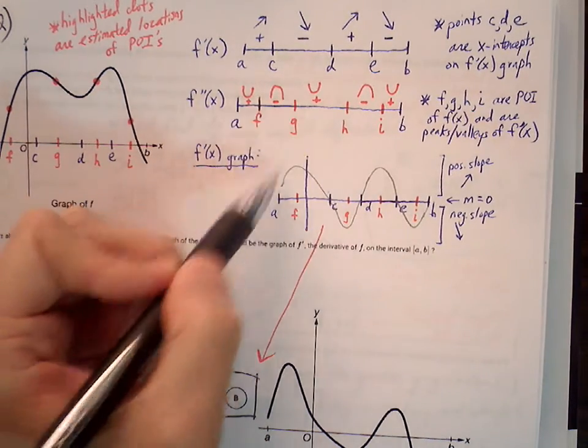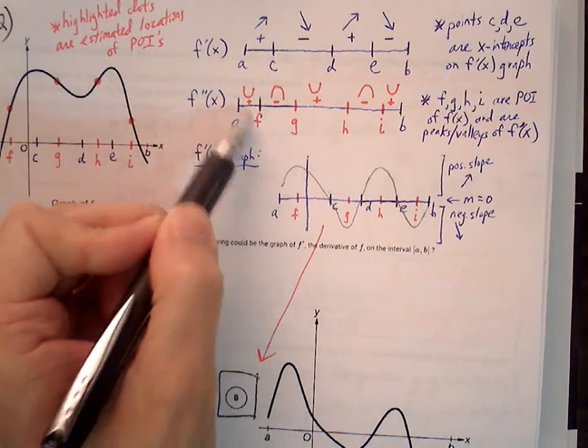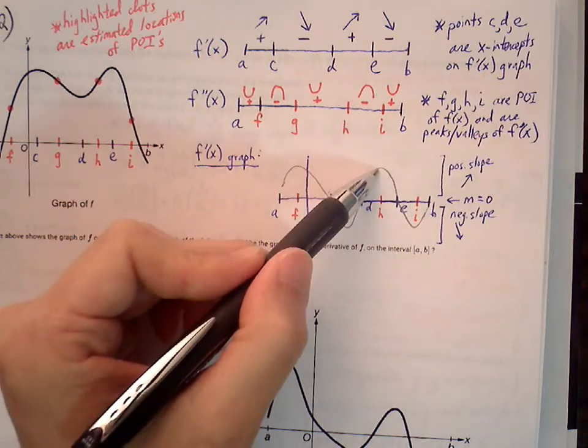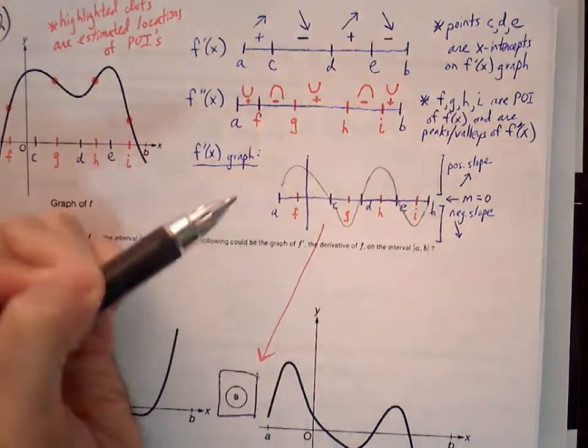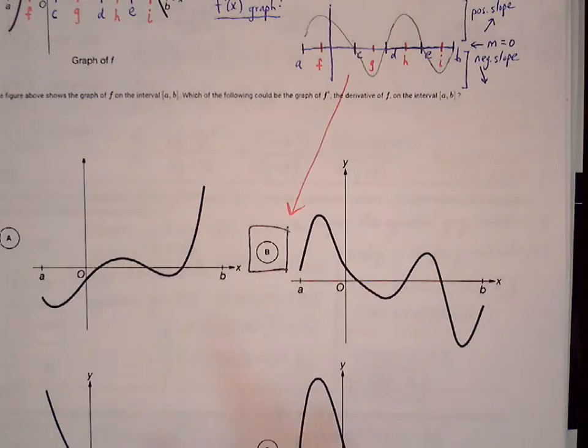And the concave up, concave down will match with the slope behavior of my f prime graph. Concave up is positive slope. Concave down means negative slope. Concave up, positive slope. Negative slope, positive slope. So here's my f prime graph without looking at the answer choices, and now I can go to my answer choices and see which one matches the best.